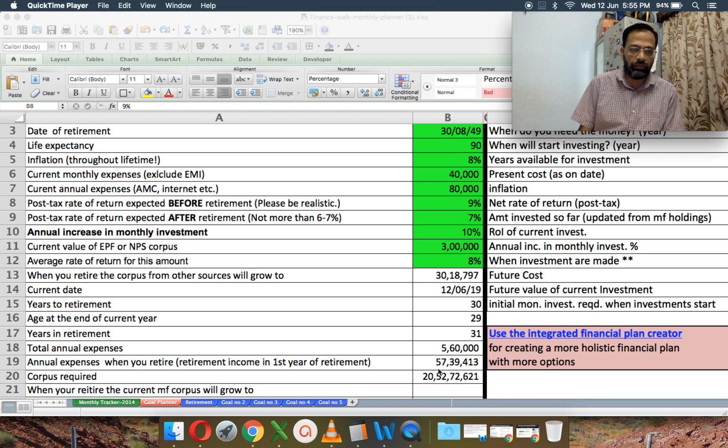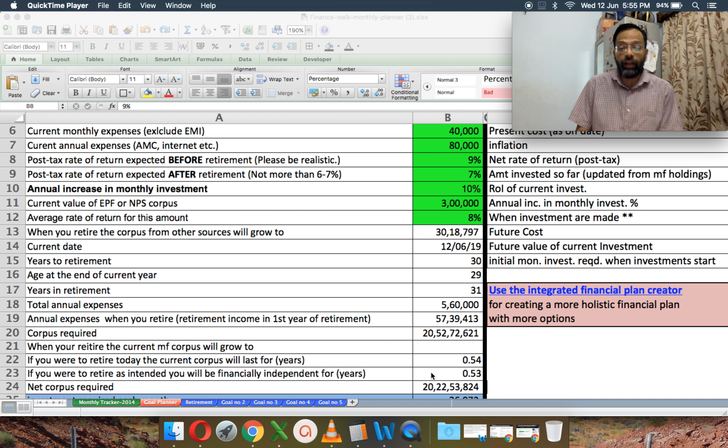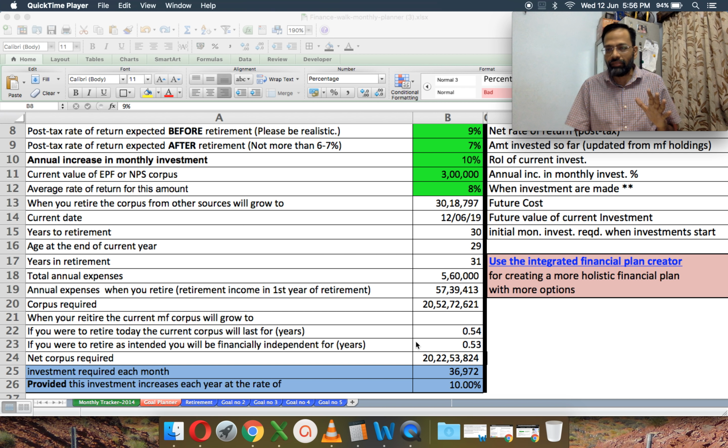That's the plan. So then the corpus required is, stay calm, 20 crores 52 lakhs 72,621 rupees. It's very simple to achieve this. It's not such a great deal. The amount of investment required is not too high. Of course, you should.